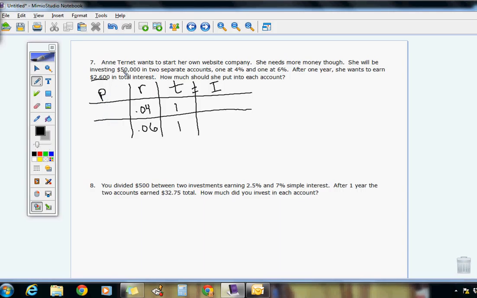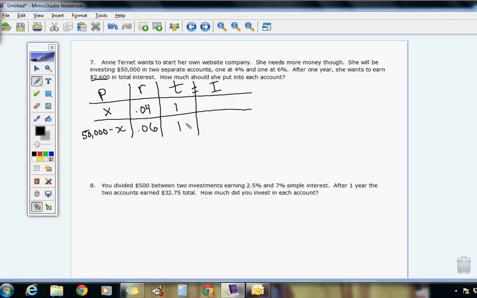So now we got to realize she goes into the bank with a lot of money, $50,000. She's going to put some of it at 4%. How much does she have left? Well, remember, if she puts $1,000 in here, she would have $49,000 left. So if she puts in x, we have $50,000 minus x.